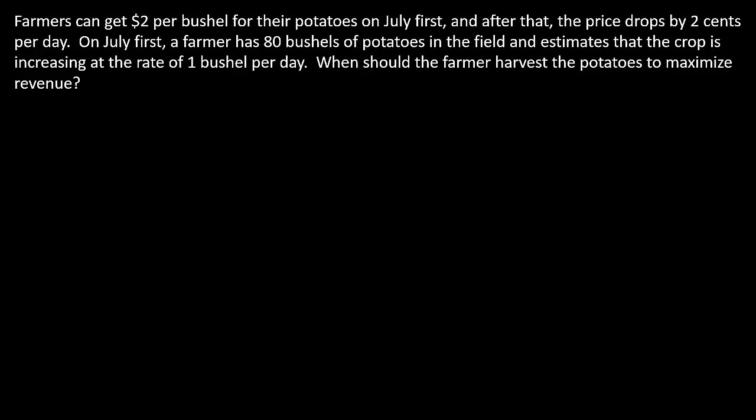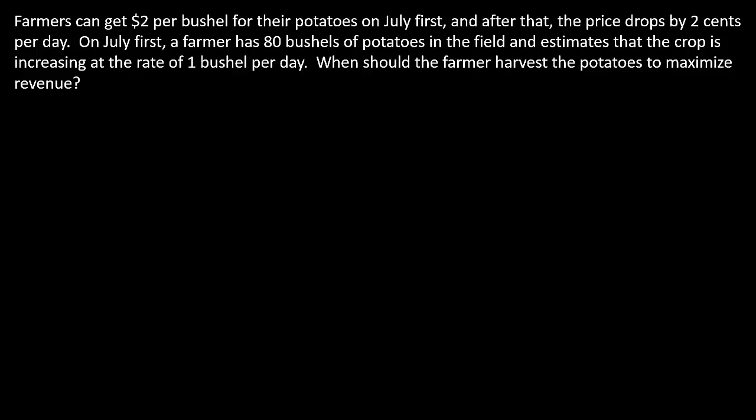All right, so we got another optimization problem here. So let's take a look at it. It says farmers can get $2 per bushel for their potatoes on July 1st, and after that, the price drops by 2 cents per day. On July 1st, a farmer has 80 bushels of potatoes in the field and estimates that the crop is increasing at the rate of 1 bushel per day. When should the farmer harvest the potatoes to maximize revenue?